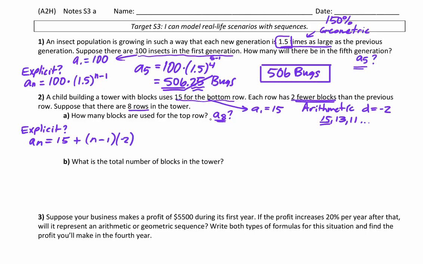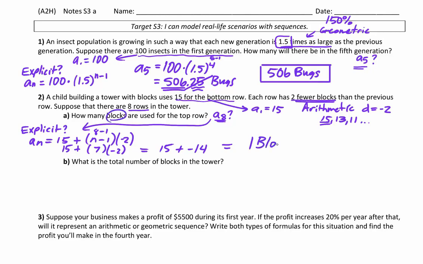So now we get to plug in 8 as our n value. It looks like this: 15 plus, if I have 8 minus 1, that makes 7, times -2. This is the same thing as saying 15 plus 7 times -2, which is -14. 15 minus 14 is 1. So what is that? 1 tower? No. That is the number of blocks. So we'll label that as 1 block.